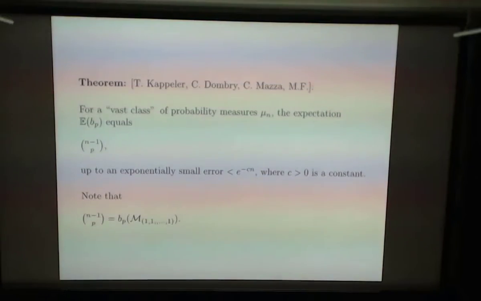And the meaning of this binomial coefficient is that it is a Betti number, at this dimension, of the configuration space of a linkage where all the bars are equal. It's called an equilateral linkage.